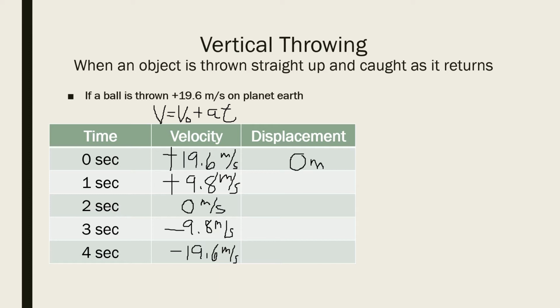And understand that when you use that equation, the V naught remains constant. The V naught will always be 19.6. It never changes. The A will remain constant. It will always be negative 9.8. The only thing that ever changes in this equation is going to be the time.